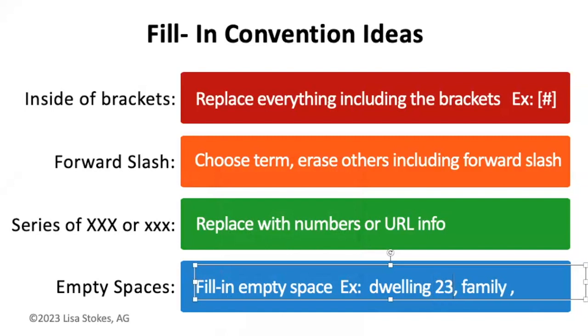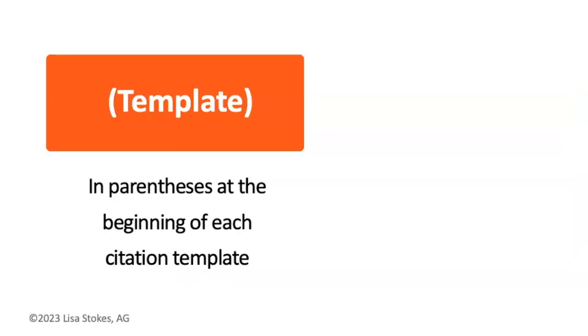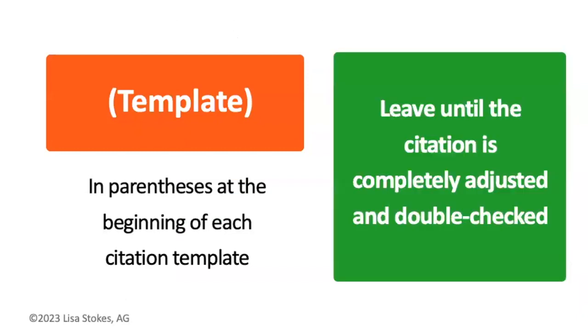And in this case, we would add in the dwelling number, put in our cursor, add in the family number. I also put the word template in parentheses at the beginning of each citation template. And I leave this in there until the citation is completely adjusted. And then I double check the citation, and then I will remove the word template in parentheses. That is my clue that the citation is finished.